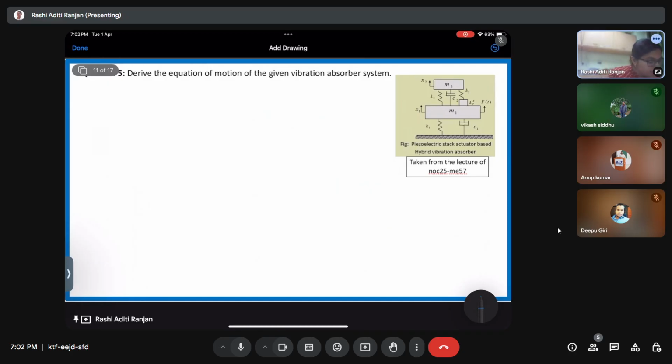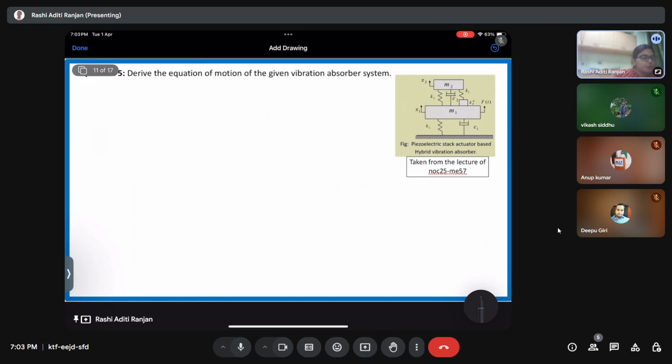So you see, this is a piezoelectric stack actuator based hybrid vibration absorber. So why is this piezoelectric over there? Well, this is essentially for controlling the system. This is an active vibration absorber, right? Not active, actually, it should be semi-active, right?